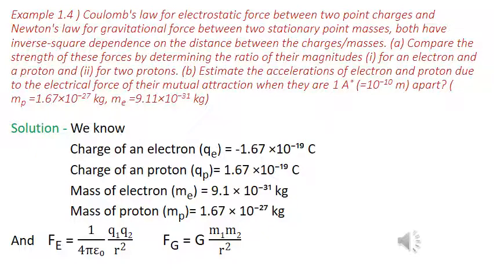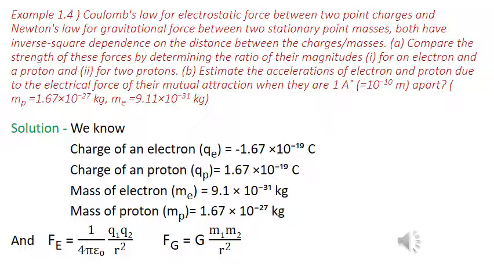Next example is example number 1.4. It says that Coulomb's law for electrostatic force between 2 point charges and Newton's law of gravitation force between two stationary point masses, both have inverse square dependence on the distance between the charges or masses. Part A. Compare the strength of these forces by determining the ratio of their magnitudes. First, for an electron and a proton. Second, for two protons.